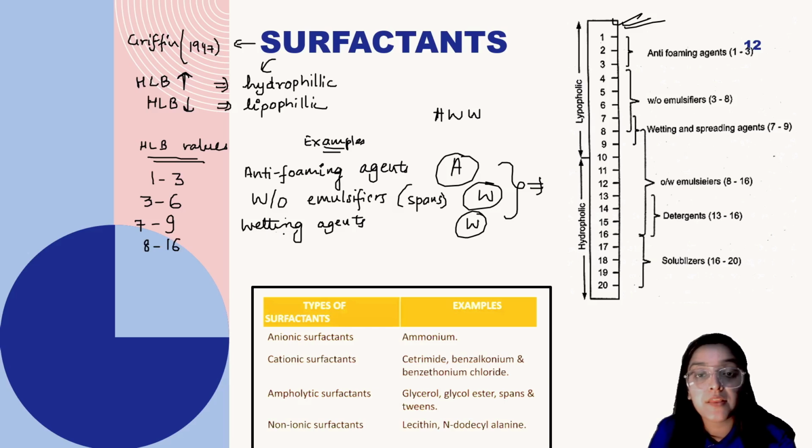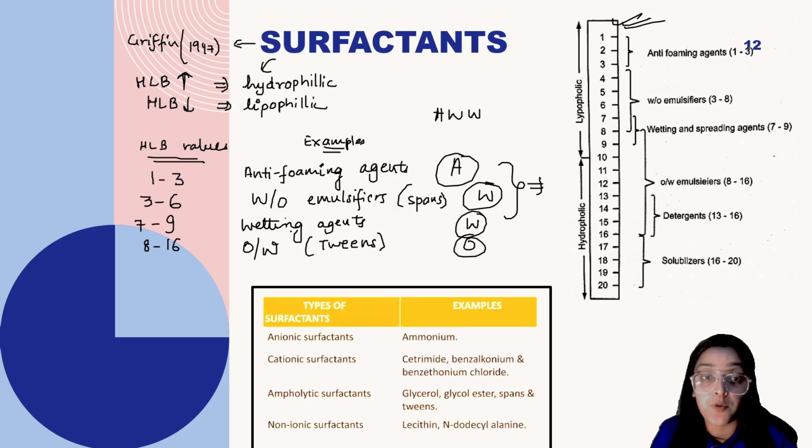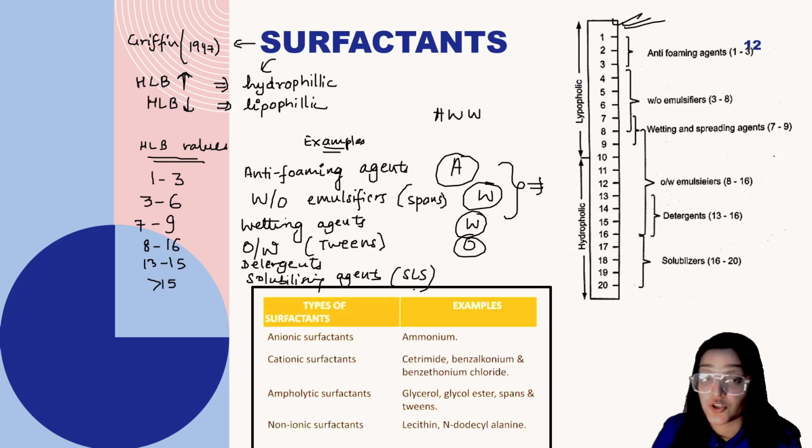Now if the value is around 8 till 16, then these are characterized as the oil in water emulsifying agents, as well as twins are included. Okay students, very important. Now if the values range from 13 to 15, these are categorized as detergents. If it is more than 15, then it comes as a solubilizing agent. Your SLS, your sodium lauryl sulfate, is actually indicated as a solubilizing agent, right students?